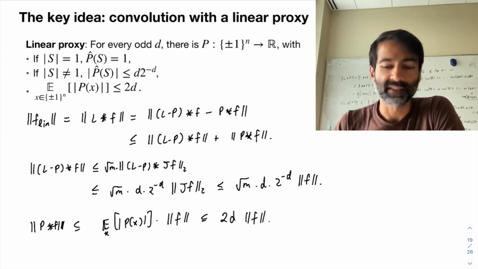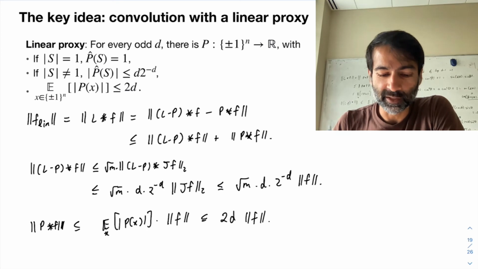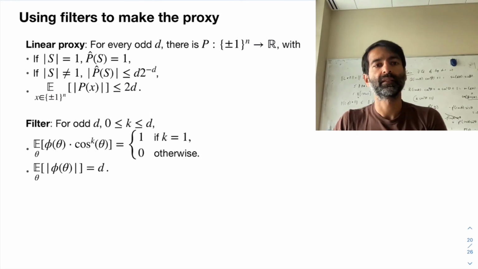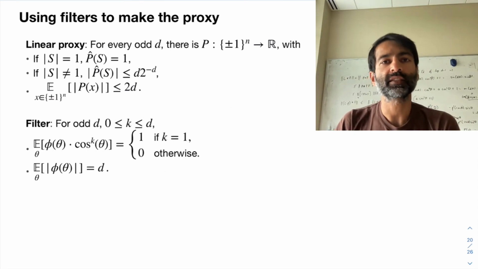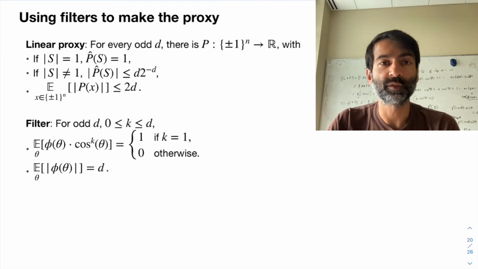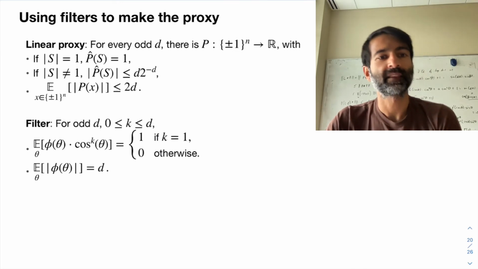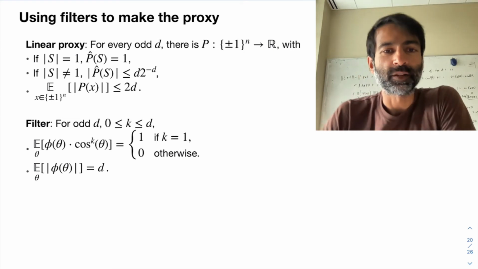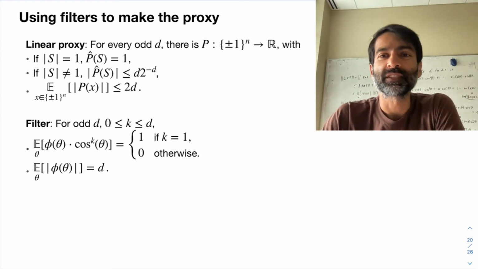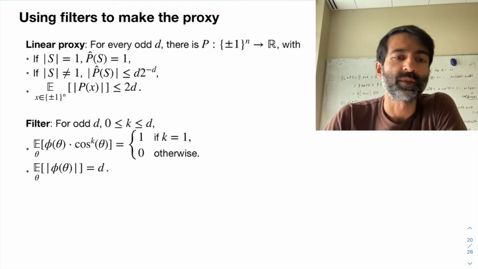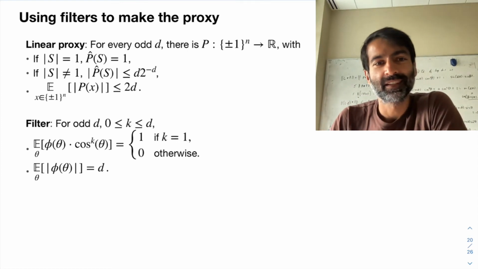So the heart of the matter is constructing a linear proxy with these properties. And that's what I'll do next. To construct the linear proxy, I'm going to use Chebyshev polynomials to build a filter. Now, I've made another video discussing Chebyshev polynomials, so if you're not very familiar with them, you can watch that video to learn something about their structure.